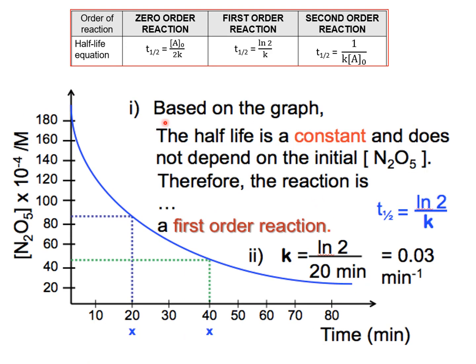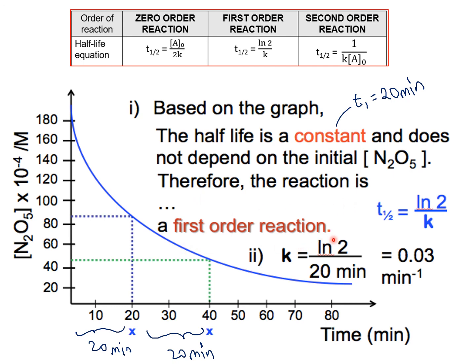Okay. So you tengoklah penerangan dia ni. Based on the graph, since the half-life is constant, okay, macam mana you tahu half-life constant? Sebab you dapat kira T1 is equal to 20 minit for both ni. Ni sampai sini 20 minit. Ni sampai sini pun 20 minit. Okay. And it does not depend on the initial concentration of N2O5. Therefore, the reaction is actually a first order reaction.